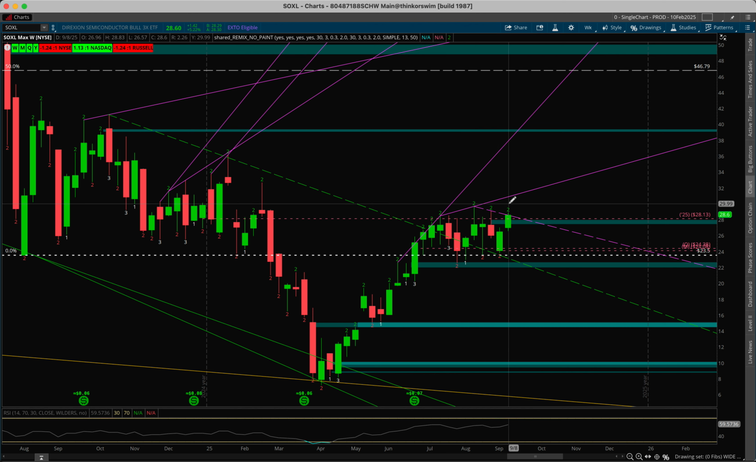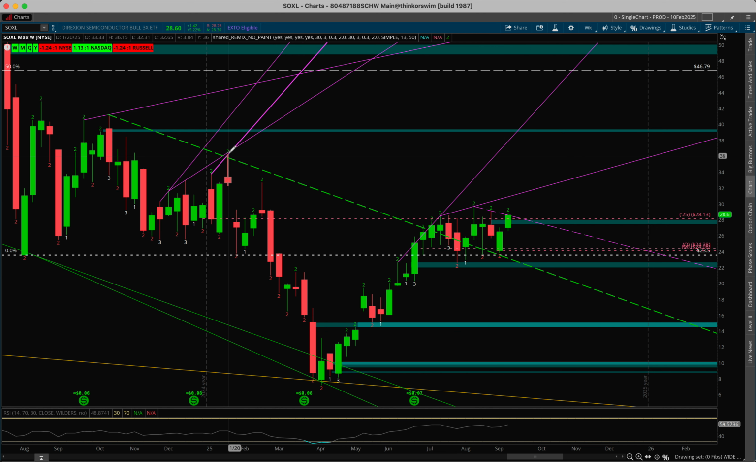We've got that as our other target, and then we've got the weekly broadening formation that we still got to deal with as well if we break through that. So we're looking bullish, but we've got some resistance that we've got to get through. Once we do get through that resistance, then things should be a little bit easier. We're targeting higher highs on the week. One up here at 32, one up here at 36.